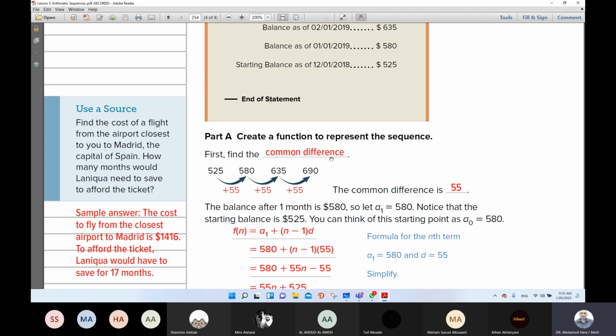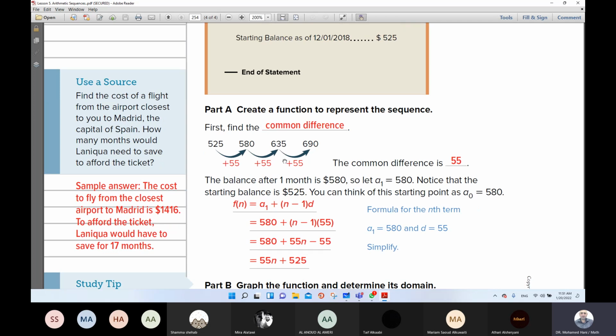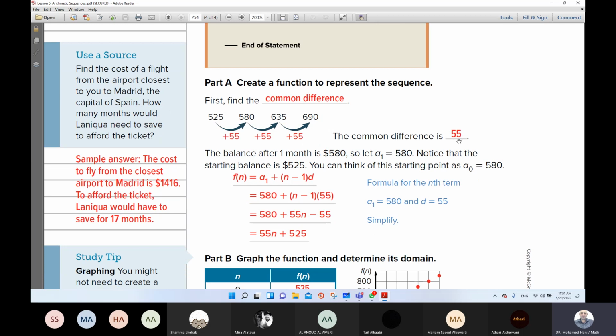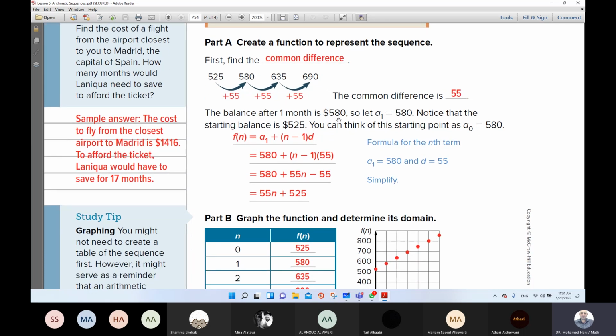So first find the common difference. 525 plus 55 will be 580. 580 plus 55 will be 635. 635 plus 55 will be 690. So the common difference is 55, or the value of d equals 55. The balance after 1 month is $580. So let A1, the first term, equal 580. Notice that the starting balance is 525. You can think of this starting point as A0.